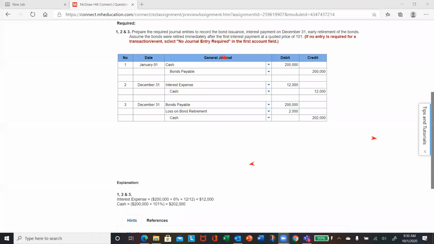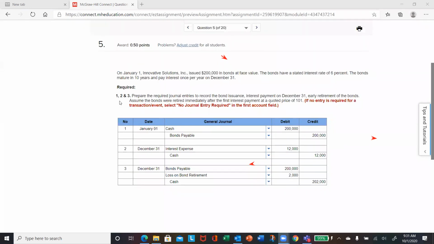All right, now, the last one on here is they want you to retire the bonds. And they're showing you, I'll first show you the entry, and then I'll show you how they got it. So they want to retire the bonds at a quoted price of 101. That means 101% of your face value. So notice that they would be debiting bonds payable, again, for $200,000, because that's the principal, that's the face value. They're crediting cash for 202.